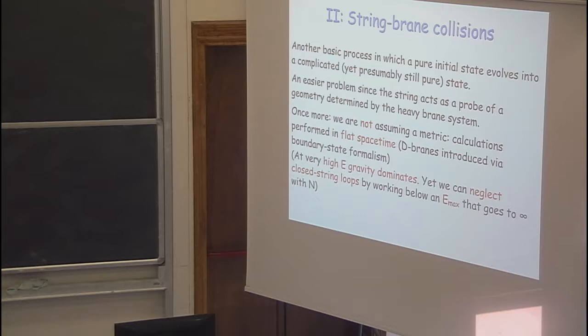We do calculations in flat space-time. The D-branes are introduced via the boundary state formalism. One simplification is that by going to some large N, where N is the number of D-branes, the stack contains N of them, we can go to a regime in which we can neglect closed string loops, and therefore, for instance, we can get rid of gravitational bremsstrahlung, which would be subleading in this large N limit. So this, supposedly, is a simple problem.